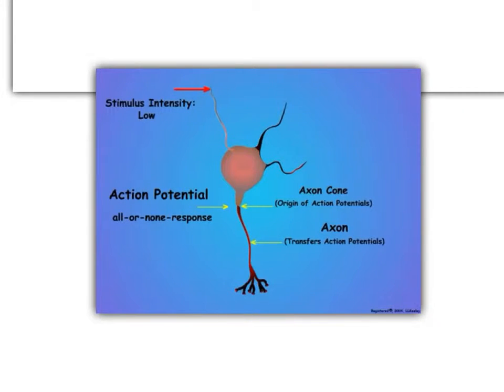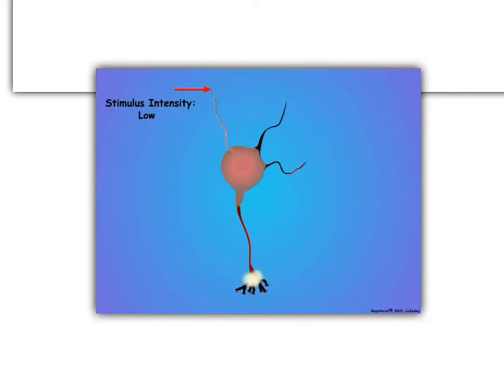The more intense the stimulus, the greater the receptor potential in the dendrite, and the higher the frequency of the action potentials in the axon. A low-intensity stimulus causes a weak receptor potential and a low frequency of action potentials. A moderate-intensity stimulus causes a stronger receptor potential and a higher frequency of action potentials. And finally, a strong stimulus produces a large receptor potential and a high frequency of action potentials in the axon.